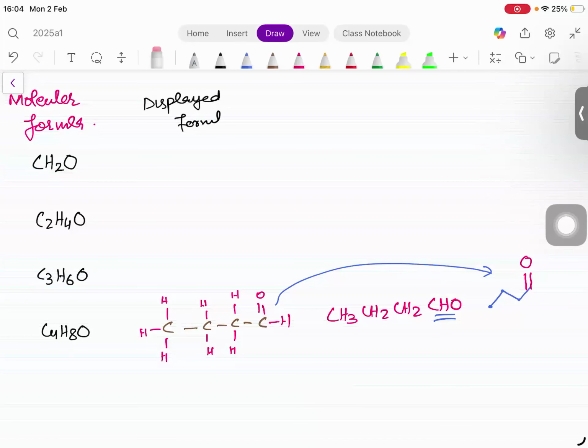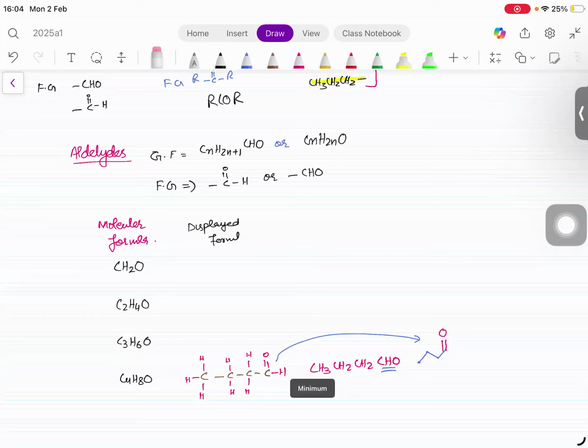Where is the other one? Scroll up. Here it is.